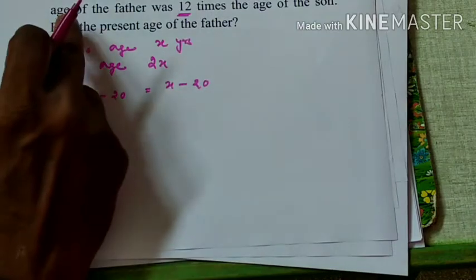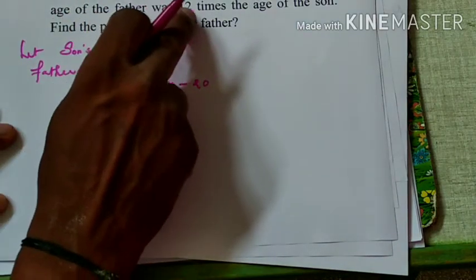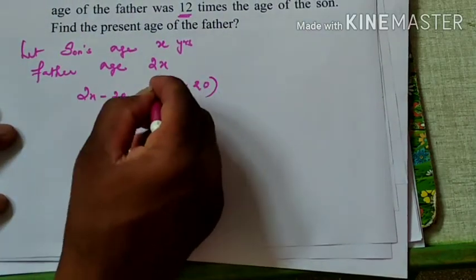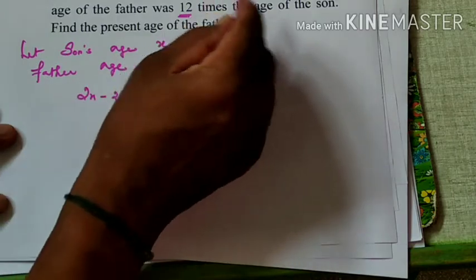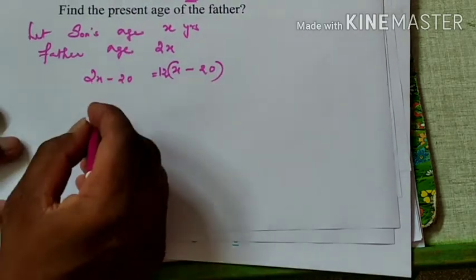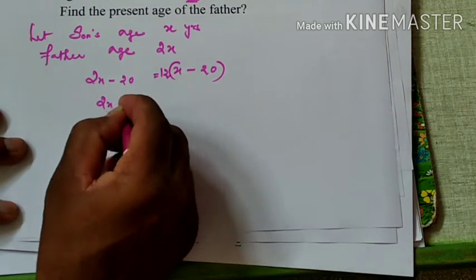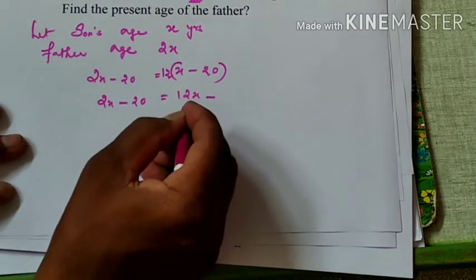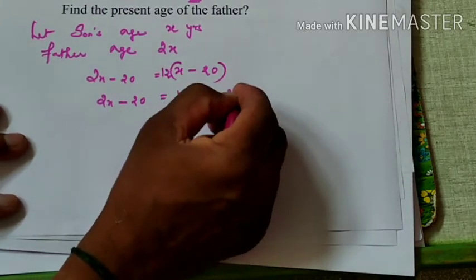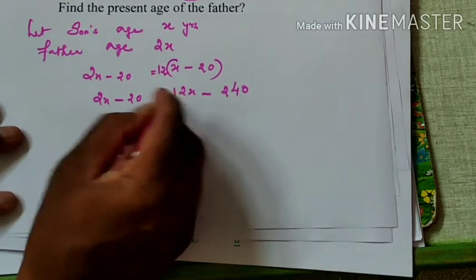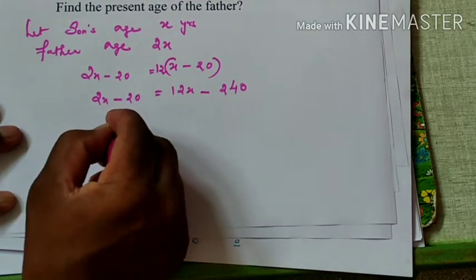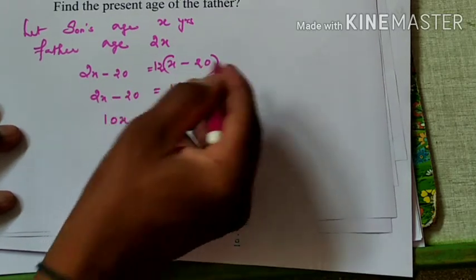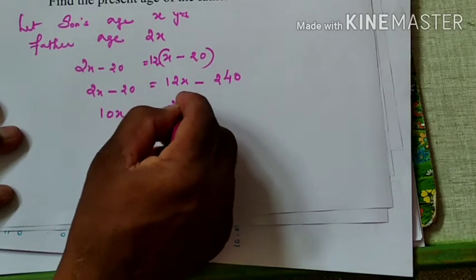20 years ago, the age of the father was 12 times the age of the son. The age of the son we assume is x. Therefore, it is 12 times the age of the father. Good. Now here we can simplify it. This one, 2x minus 20 equals 12 times (x minus 20), which becomes 12x minus 240. Now we simplify it. 12x goes to that side and becomes 10x. Here 20 goes to that side, plus 20 becomes 220.